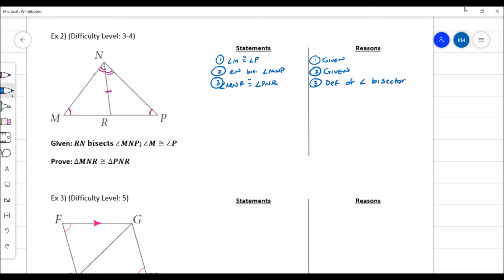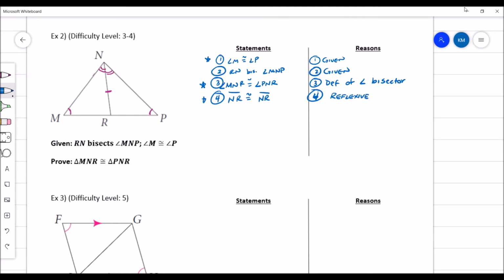Okay. So again, I'm marking that I have two things congruent. And then we were able to recognize that NR was a part of both triangles. So NR is congruent to NR. You can make those markings. And that is because of the reflexive property.